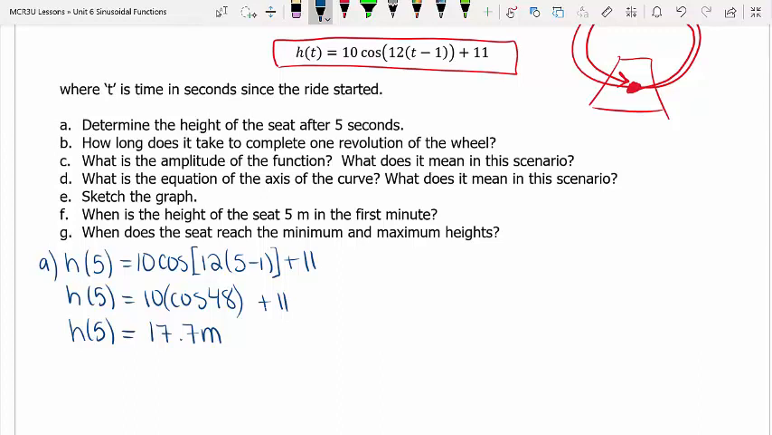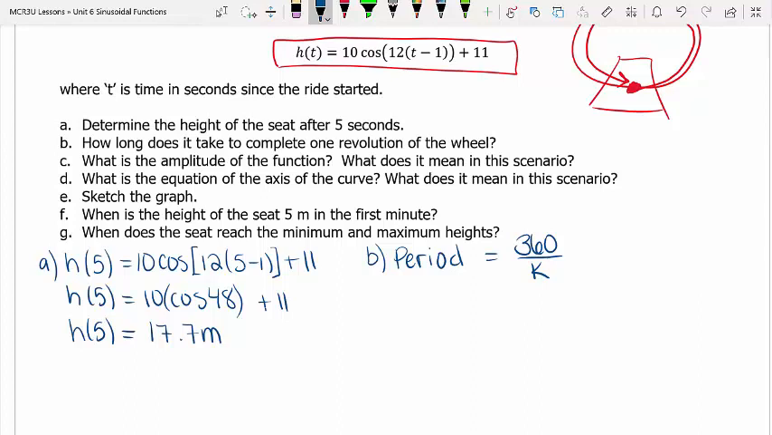Okay, part B, how long does it take to complete one revolution of the wheel? So basically they're asking for the period. How long does it take to complete one full cycle? To answer this question, we need to look at the equation, because we know that the period is equal to 360 divided by the k value. That's a very important equation that you memorize. There is a relationship between the period and the k value.